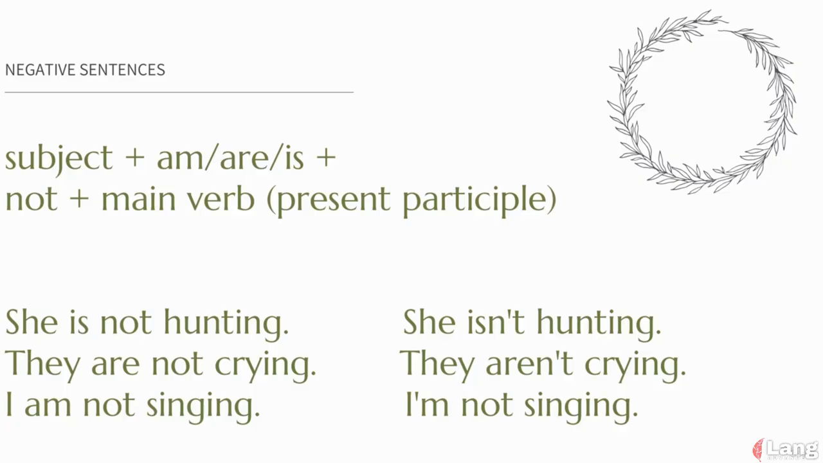For negative sentences, the structure is as follows. We have subject, the verb to be, not, and then the main verb in the present participle form. She is not hunting. They are not crying. I am not singing. And we can use a contraction here where we combine is and not together into one word. She isn't hunting. They aren't crying. I'm not singing. Those are contractions. And the choice is yours. You can use a contraction or not.